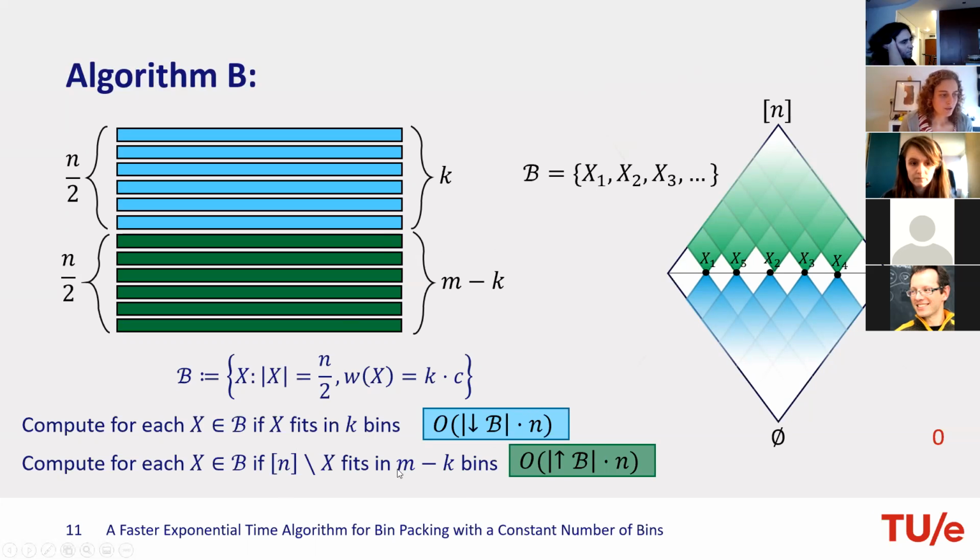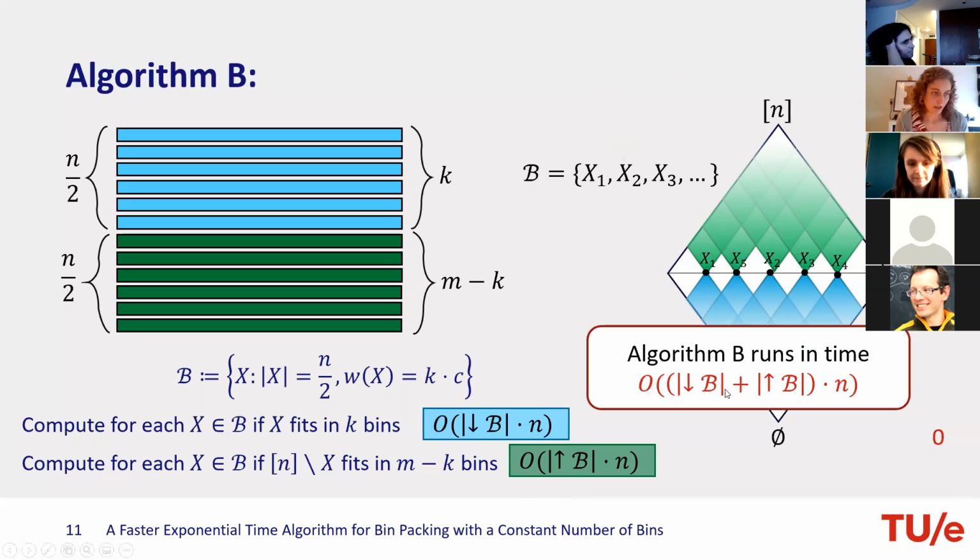So in total, we can compute both of these things. And then if for an X, it is true that it fits into K bins and the rest of the items fit into the rest of the bins, then of course we have a yes. And that's how the algorithm just runs. So it runs in time relative to the down closure plus the size of the up closure of B times n.